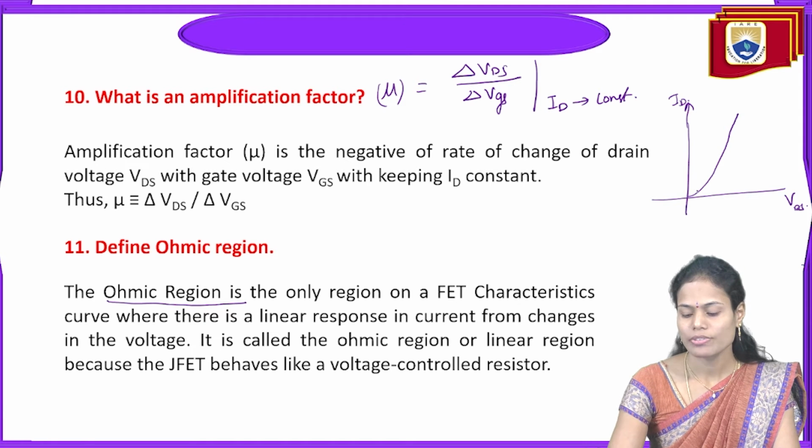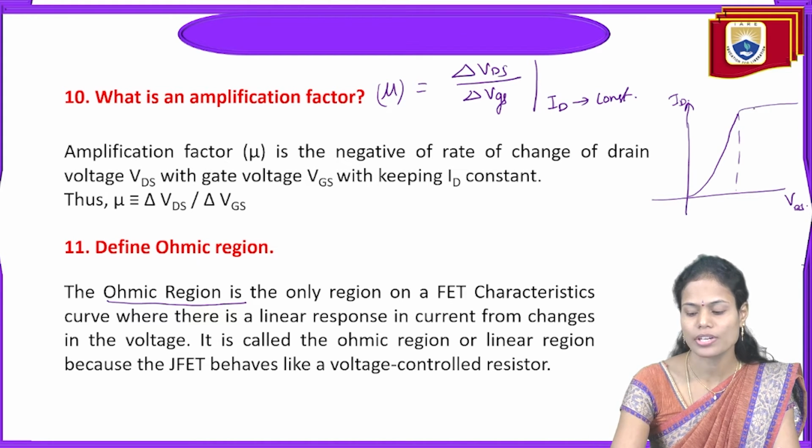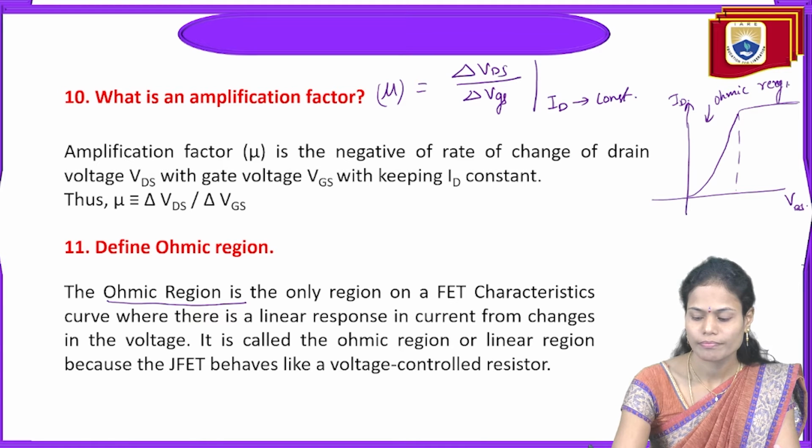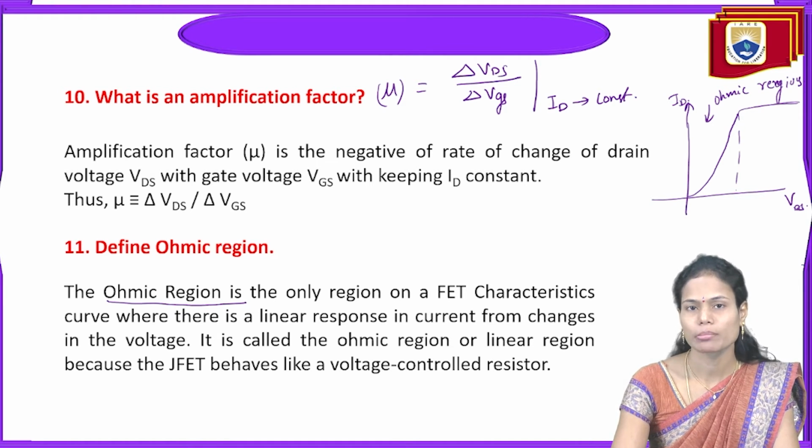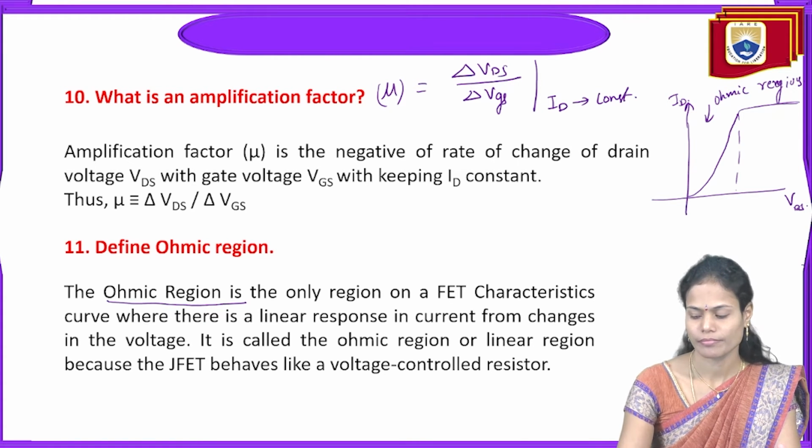So as VDS increases linearly, the ID current is also increasing in this particular region. So till here it is the ohmic region. After that you will get some constant value, or saturation current. So this particular region we are calling the ohmic region. In this particular region it acts like a voltage variable resistor. FET acts like a voltage variable resistor or voltage controlled resistor.